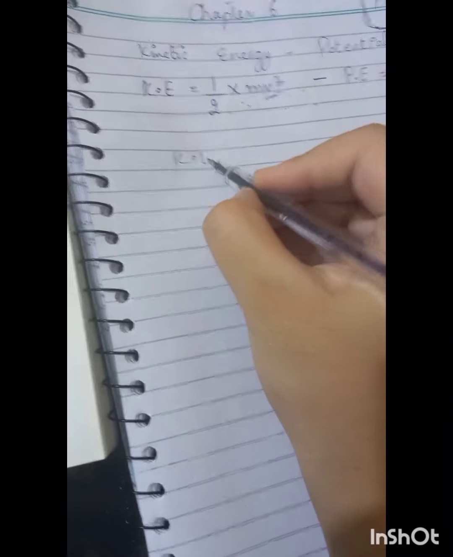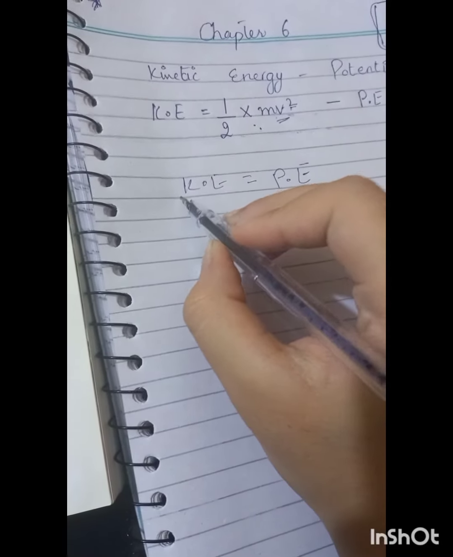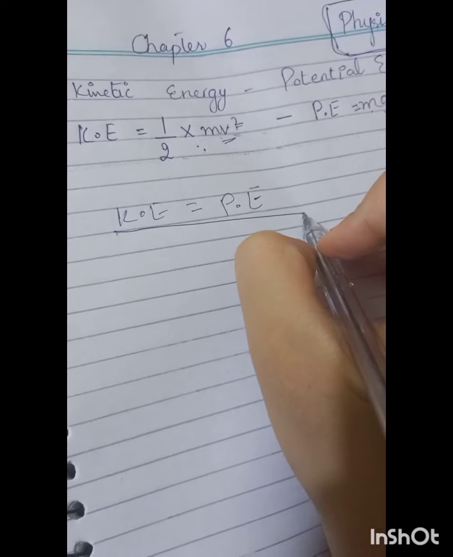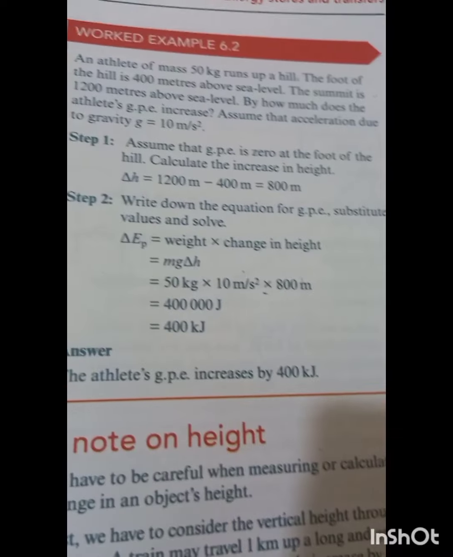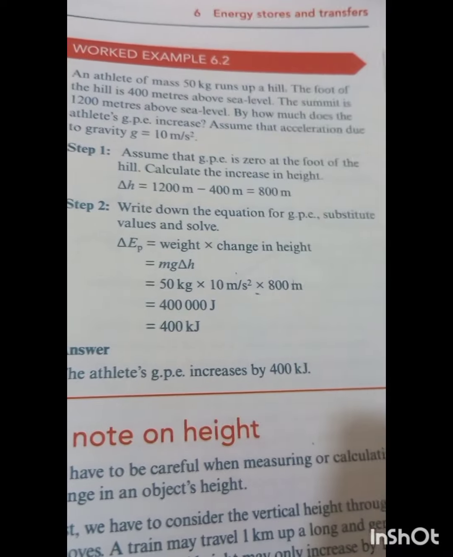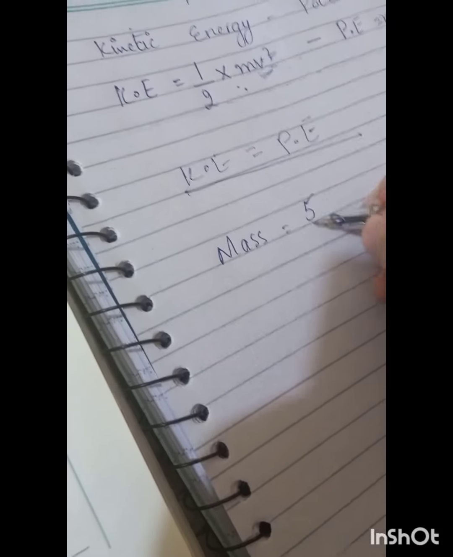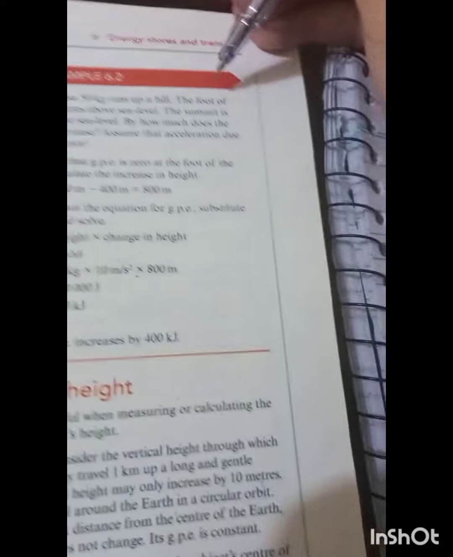There is also another formula, where kinetic energy is equal to potential energy. You will need to know by yourself which formula we are going to use in the question. If we're saying that an athlete has a mass of 50 kg, the best way is to write what you know and what you don't know. For example, we know the mass.